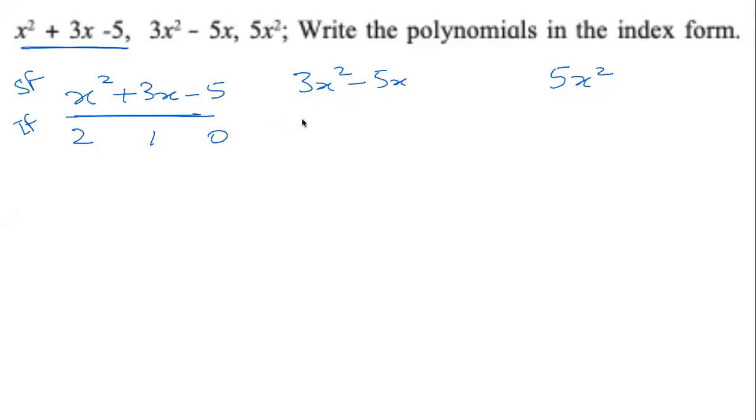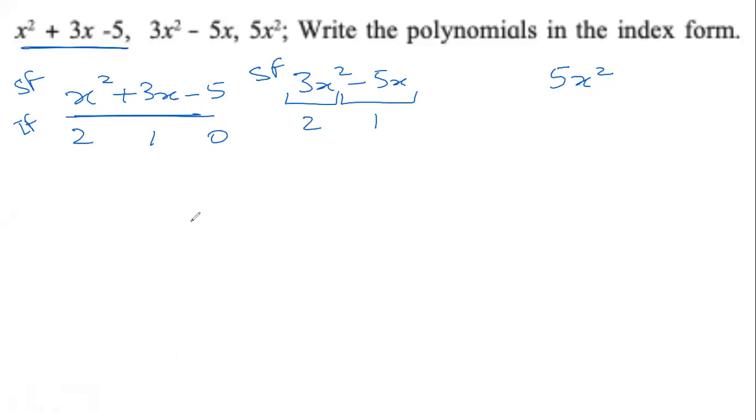So if we look at the second polynomial, which is 3x square minus 5x, to write it in the index form, we will have to first write it in the standard form. To write it in the standard form, we need to know the powers of the terms. So let us see the powers of these 2 terms. Power is 2, power is 1. Right? So if it is already in the descending order of the powers, it is already in the standard form. No change. But we have the powers 2 and 1. We don't have the power 0.